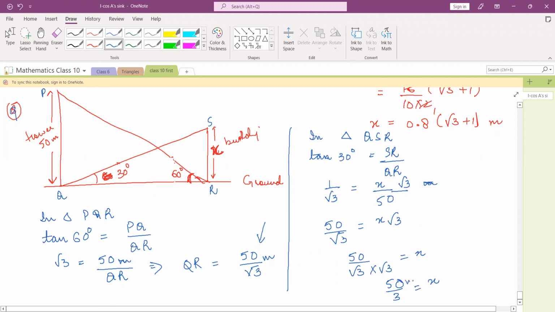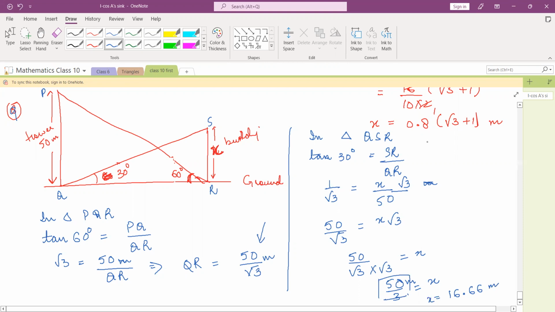So you can leave it in fraction also, or you can divide it by 3. So 3 into 1 is 3, and then 20. So 3 into 6 is 18. And then 20 again 6. And then again 20. So it will actually be 16.666 meters, right? So you leave it in fraction then. 50 by 3 meters.